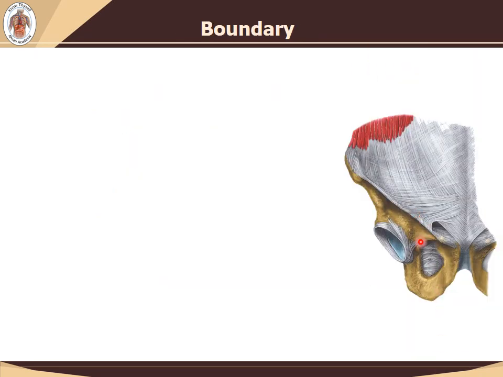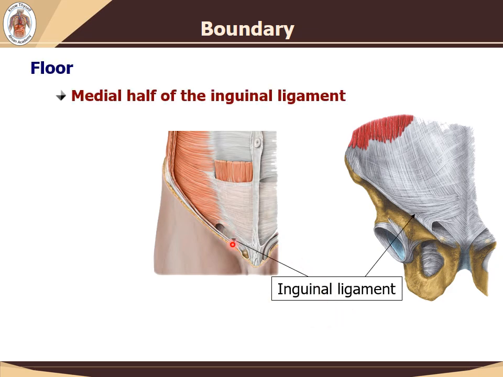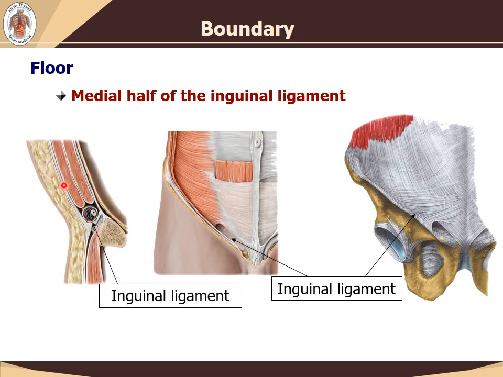How the boundaries of the canal are formed, meaning how the walls are formed. You can see this is the floor. The floor is formed by the inguinal ligament. It is actually the medial half of the inguinal ligament that is forming the floor. You can see this is the external oblique aponeurosis, curved medially and forming this groove. So this is the floor of the inguinal canal extending from midway up to this point.